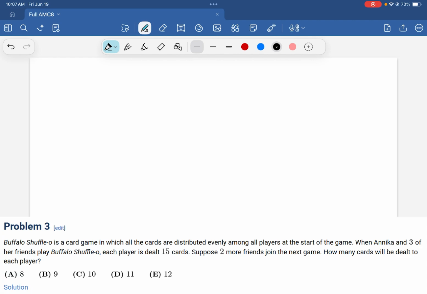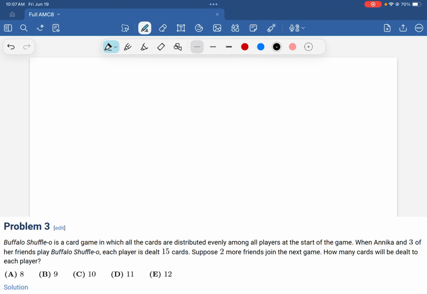Problem 3. Buffalo Shuffle is a card game in which all the cards are evenly distributed among all the players at the start of the game. When Anika and 3 of her friends play Buffalo Shuffle, each player's dealt 15 cards. Suppose 2 more friends join the next game. How many cards will be dealt to each player?